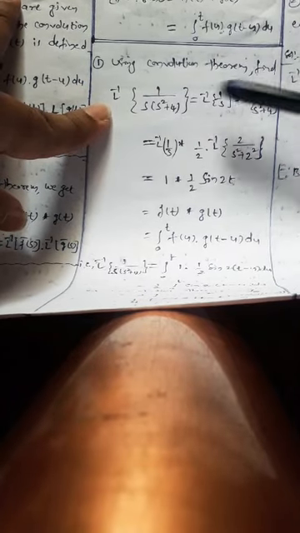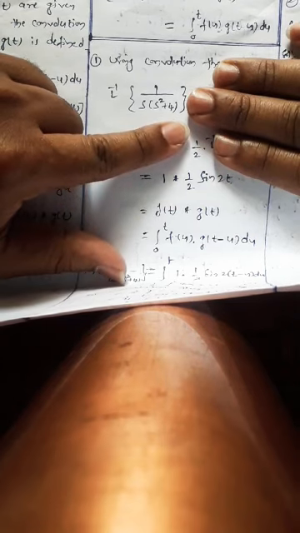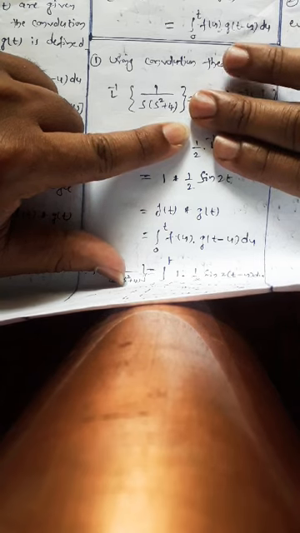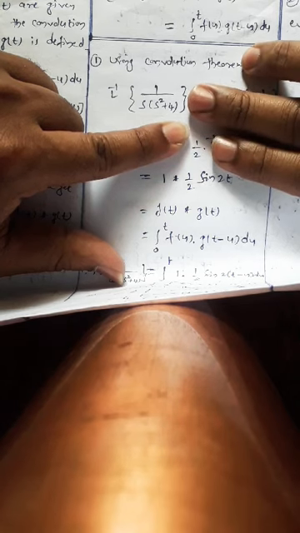Let me see the problem to make it clear. Using the convolution theorem, find L inverse of 1 by s into s square plus 4. So this is the problem. In the examination, in the question itself, they will mention to use the convolution theorem to solve this problem. Then only we have to apply the convolution theorem. Otherwise we will go through the general procedure. If they mention convolution, we have to do it in this way.